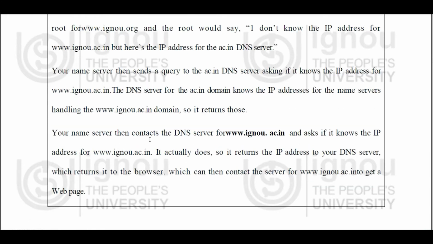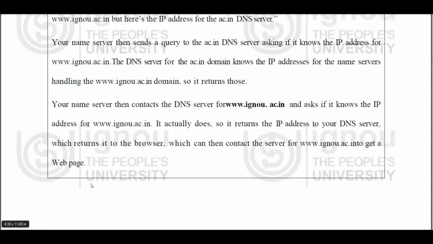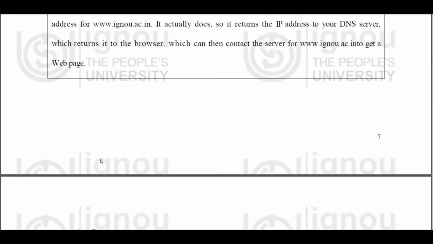Your name server then contacts the DNS server for www.ignou.ac.in and asks if it knows the IP address for www.ignou.ac.in. It actually does, so it returns the IP address to your DNS server, which returns it to the browser, which can then contact the server for www.ignou.ac.in to get a web page. This happened in seconds.